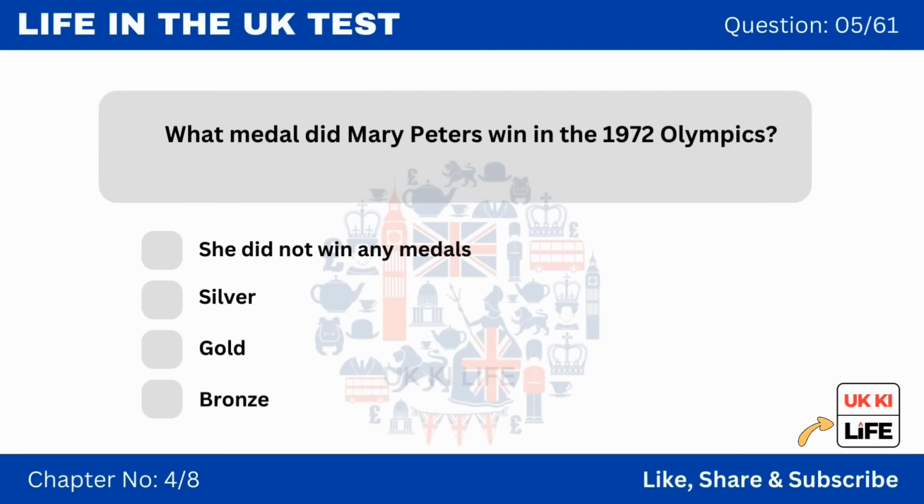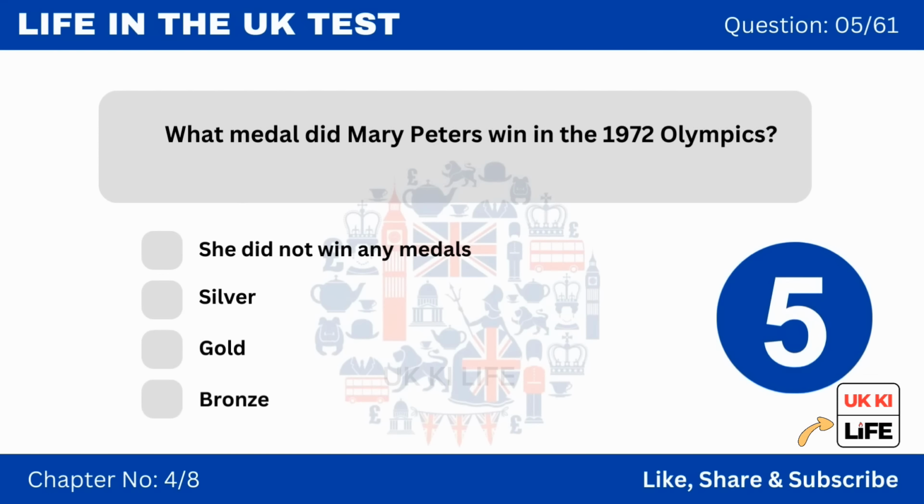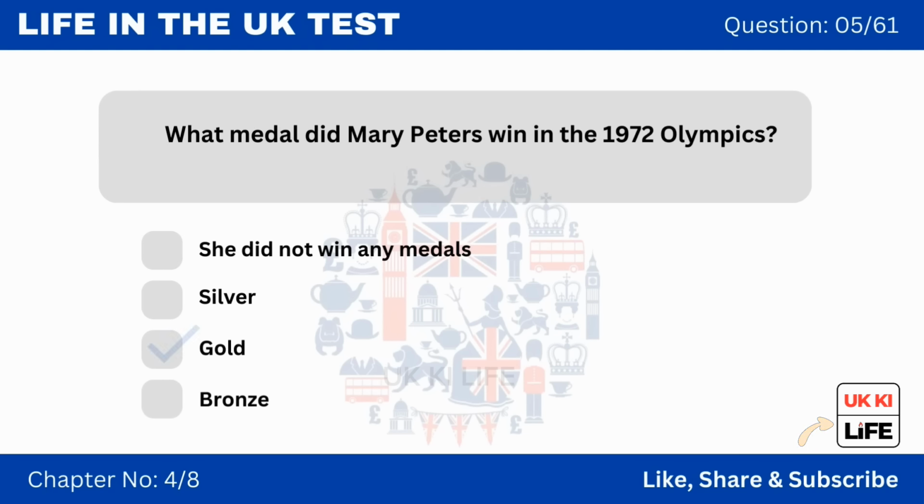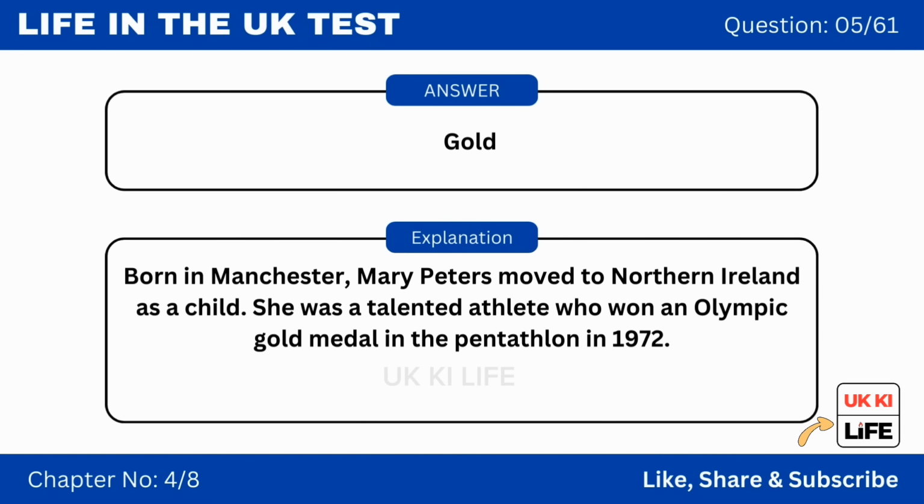Question 5. What medal did Mary Peters win in the 1972 Olympics? She did not win any medals. Silver, gold, bronze. The correct option is C. Explanation. Born in Manchester, Mary Peters moved to Northern Ireland as a child. She was a talented athlete who won an Olympic gold medal in the pentathlon in 1972.